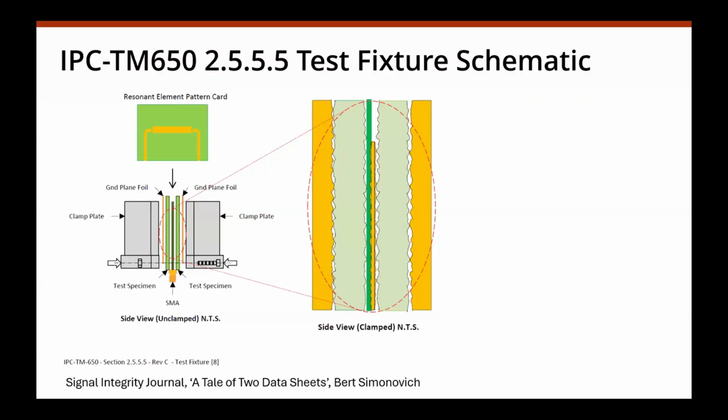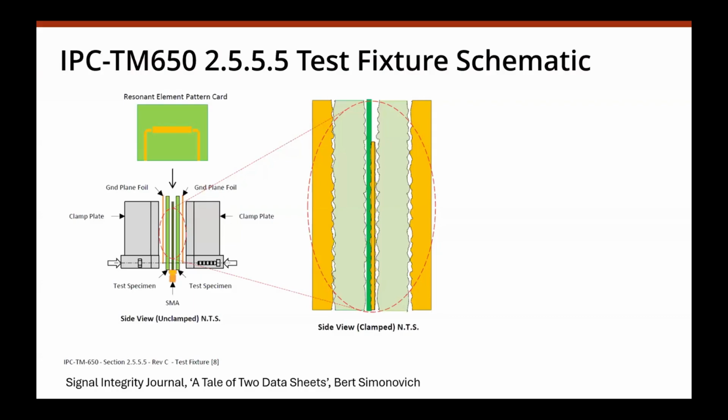You have in light green the base material you test, and in the center you have what's called a pattern card. At the end of the day, you create a resonator between those two ground planes, and out of a resonant frequency, you can derive the Dk. You see already a number of issues, like if the surfaces are not flat, there is some air entrapped.